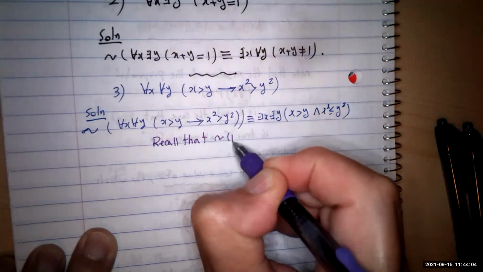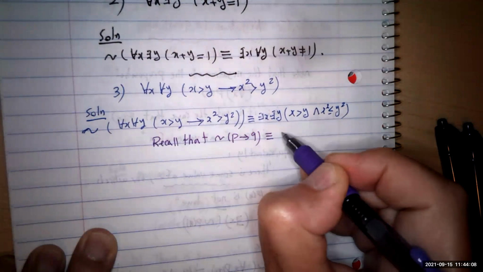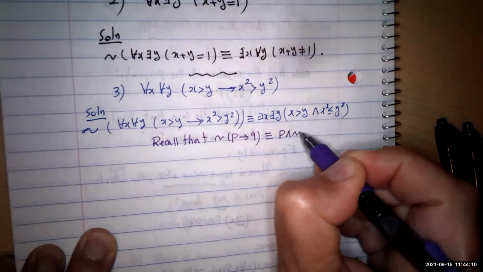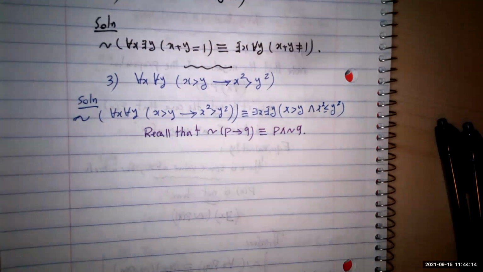The negation of if P then Q is equivalent to what? It is P and not Q. So we're just using this fact. We use it all the time because for the quantifier, we just switch it. The quantifier we switch, but for the implication, it is a conditional. Okay, so this is it.